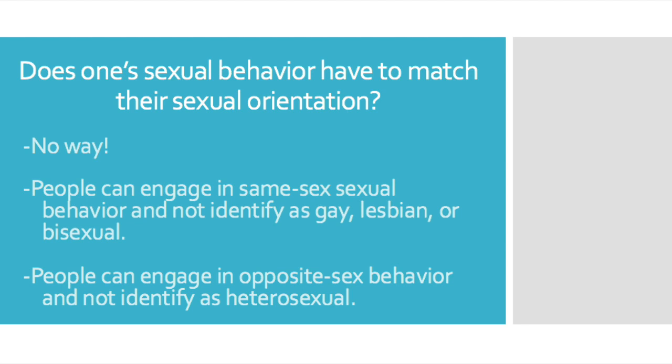A question you might have is, does one's sexual behavior have to match their sexual orientation? And the answer is no. So what we know is that behavior does not always coincide with sexual orientation. For example, people can engage in same-sex sexual behavior and not identify as gay, lesbian, or bisexual, while similarly, people can engage in opposite-sex sexual behavior and not identify as heterosexual.